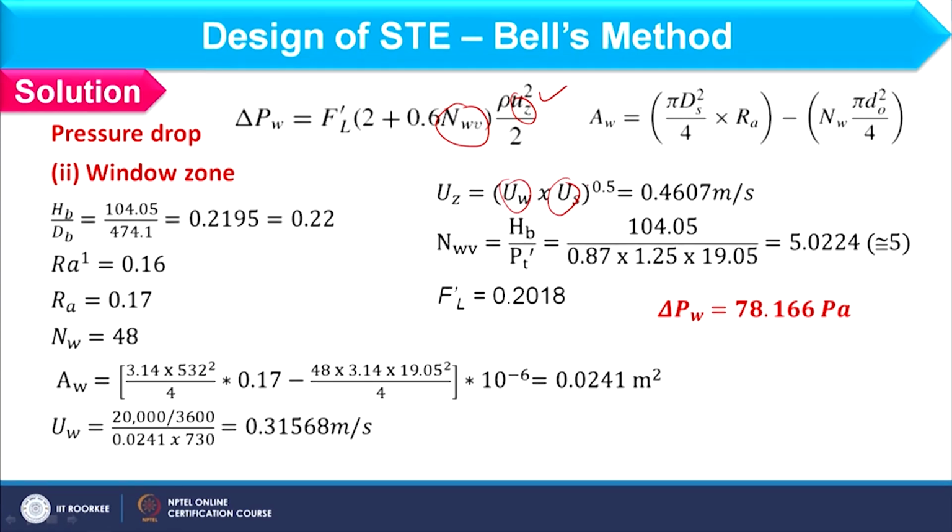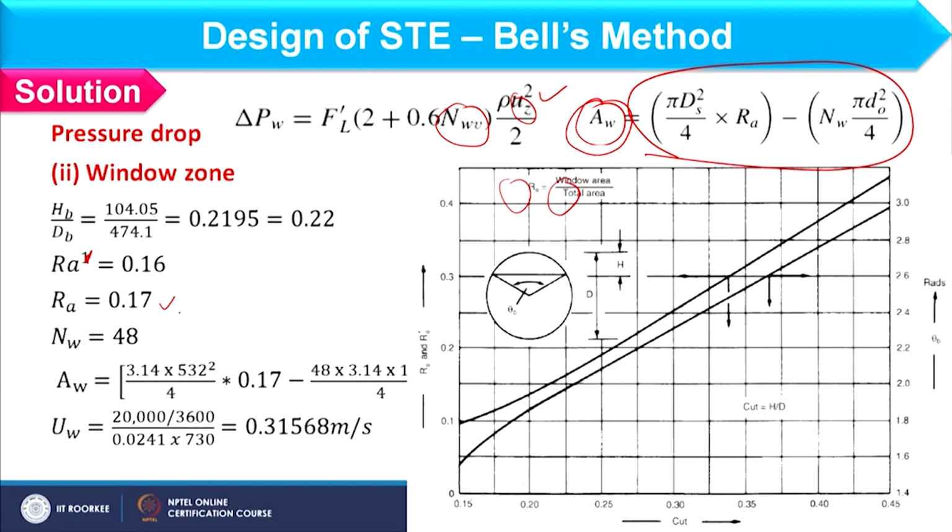First of all we should find out UW, and that will depend on AW, the free flow area in the window zone, which we can obtain by this expression. Here we have to find out RA. Once I have the bundle cut, we can find out RA dash, and once I have the waffle cut, we can find out RA using this graph. I think you can read this graph, I am not going into detail of that.